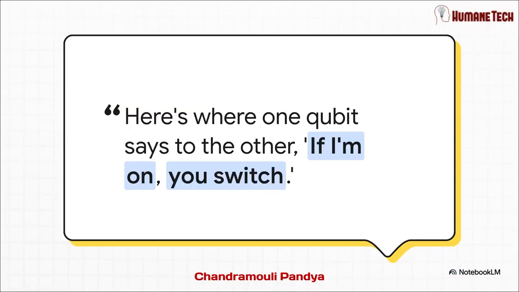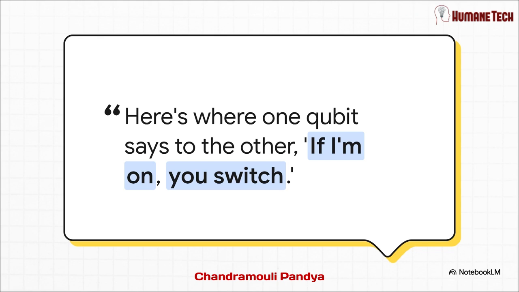And that's pretty much the essence of the CNOT, or controlled NOT gate. It's a conditional instruction. It connects two qubits, a control qubit and a target qubit. The logic is so simple but so powerful. The control qubit looks at its own state, and if it's in the on or 1 state, it tells the target qubit to do that X-gate pirouette we just learned.